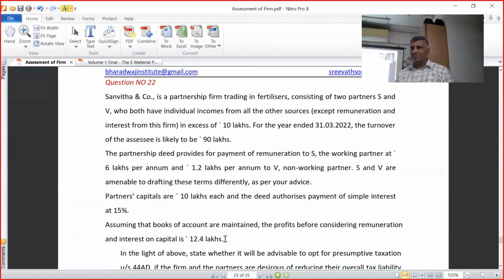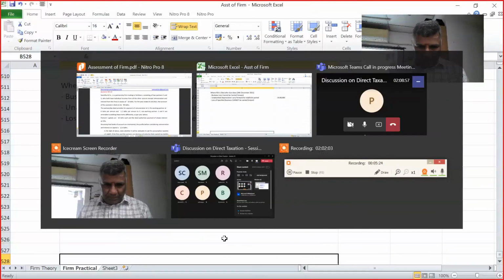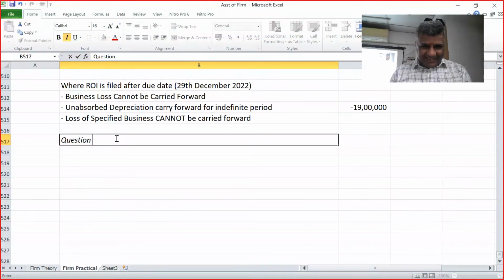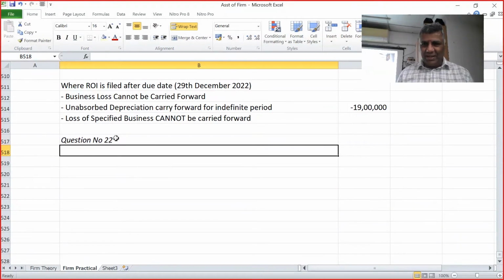Firm presumptive, individuals normal tax. Let's try to do it and tell. So we need to work out two options, friends. If I go under presumptive, if I don't go under presumptive, whichever overall tax liability is less, I'm going to go in for it.